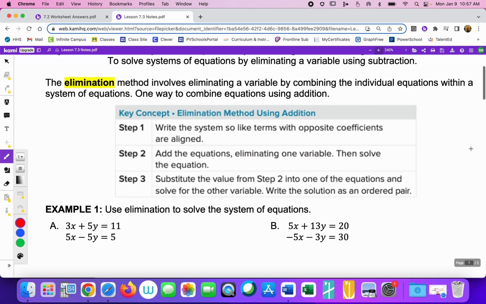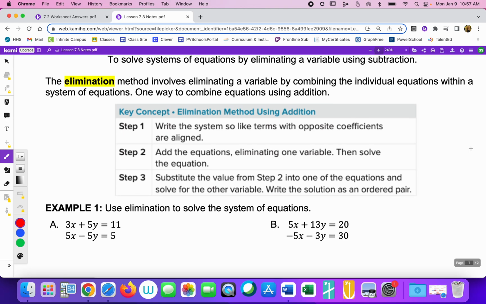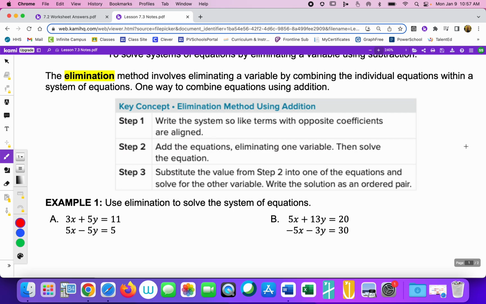So elimination involves eliminating a variable by combining the individual equations within the system. One way to combine the equations is using addition. Now, as we go through this, it's going to say use addition and then use subtraction. I'm going to show you a way that you can always use addition, just to keep it simple, but it's technically the same thing.